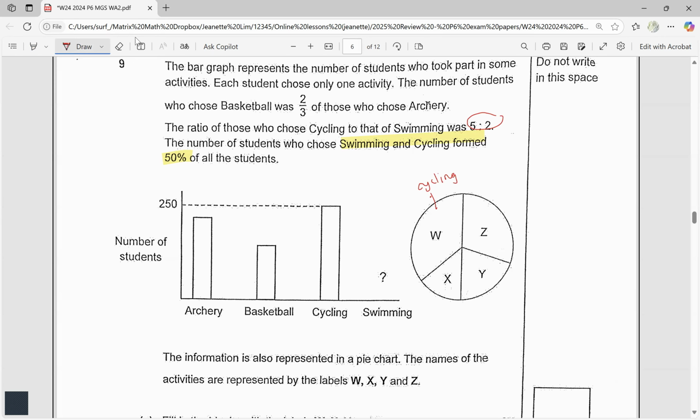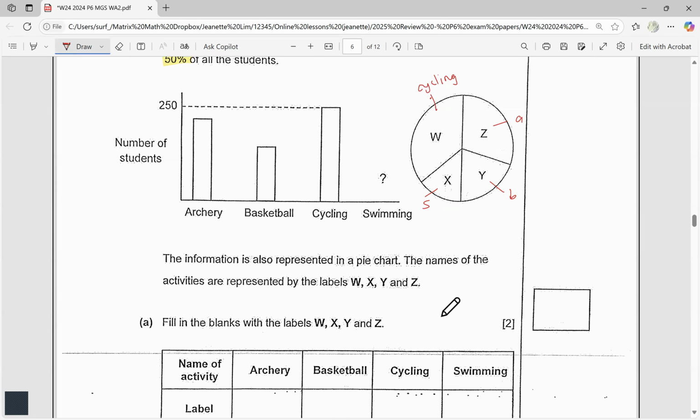Then since cycling and swimming form 50%, X must be swimming, which means that leaves us with archery and basketball. Archery is greater than basketball, so this has to be archery, and this has to be basketball. Okay, so archery is Z, basketball is Y, cycling is W, and swimming is X. ZYWX.